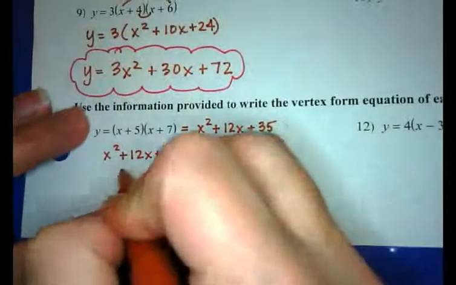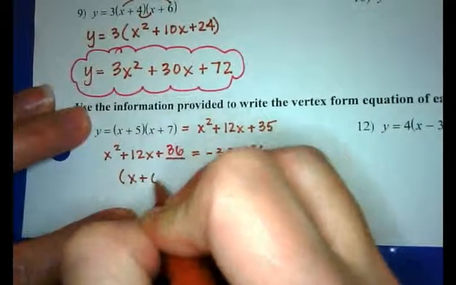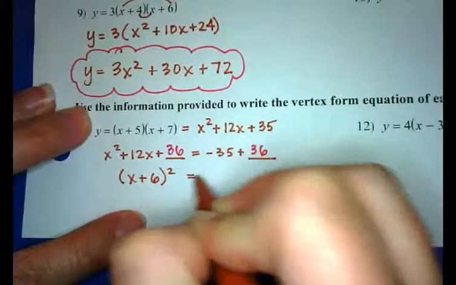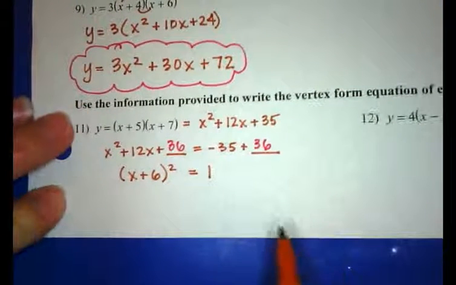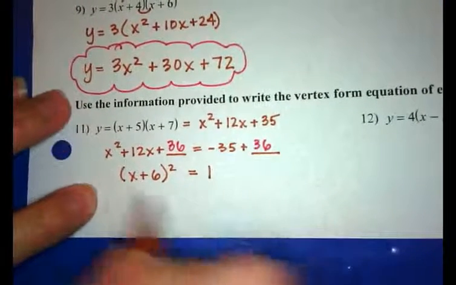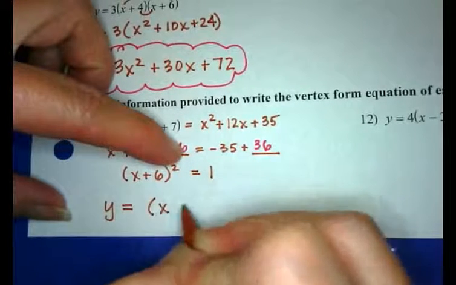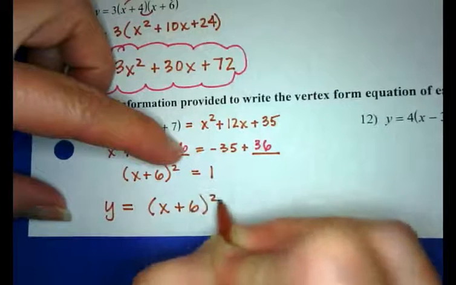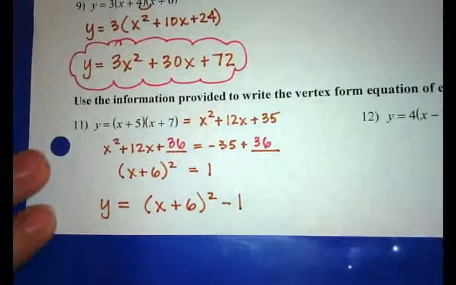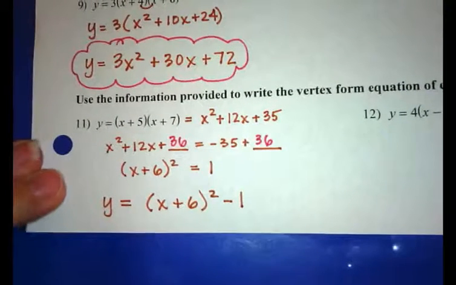So on the left side, I have x plus 6 squared. On the right, I have 1. And the last thing I need for vertex form is to bring the 1 over. So y is going to equal x plus 6 squared minus 1. And now I have vertex form.